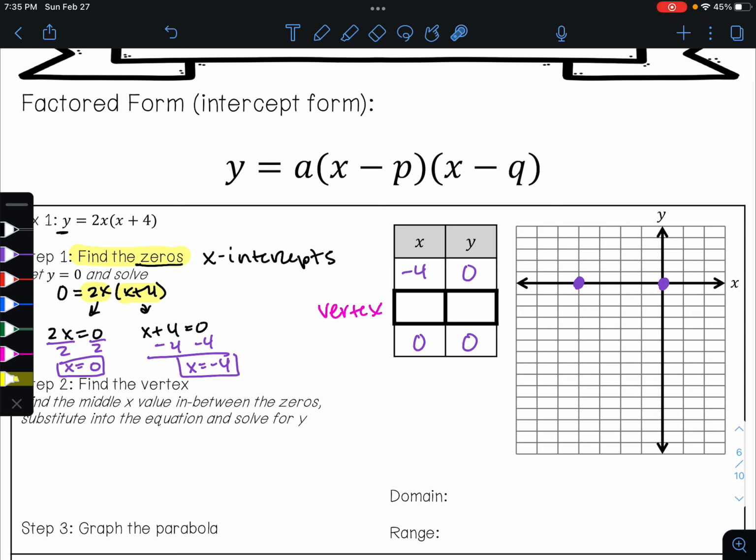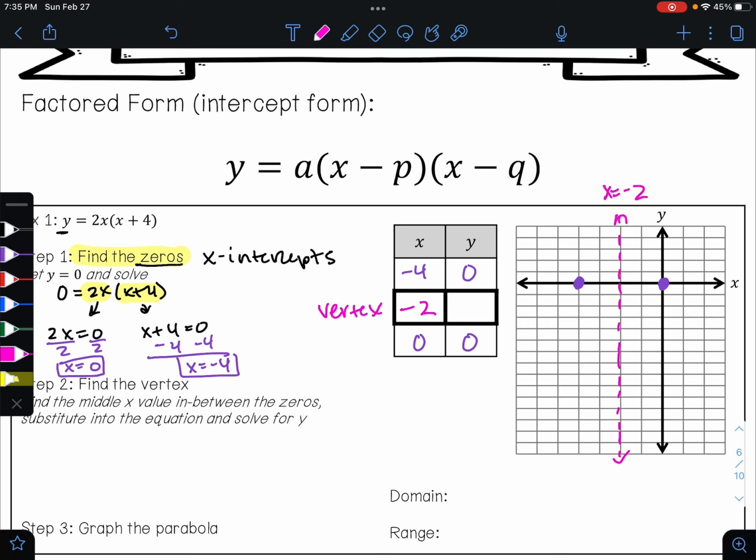Parabolas are symmetrical, so we can count to get to the middle. So if I want to find the middle of 0 and negative 4, if I go 1, 2 this way, that gives me the point negative 2. And if I go 1, 2 this way, I get negative 2. So you just kind of count until you get to the middle. And so the middle of these 2 points would be my line of symmetry, which would be right here at x equals negative 2. So I know that that is the middle.